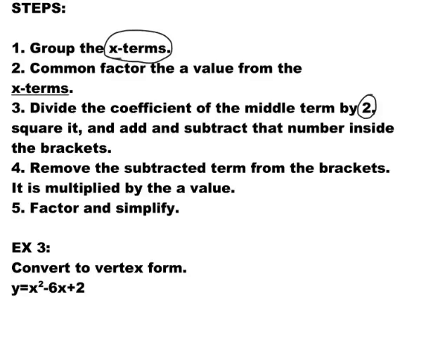Then we are going to square it and add and subtract that number inside the brackets. And then remove the subtracted term from the brackets. It is multiplied by the a value. And then we factor and simplify. Let's see these steps through examples.